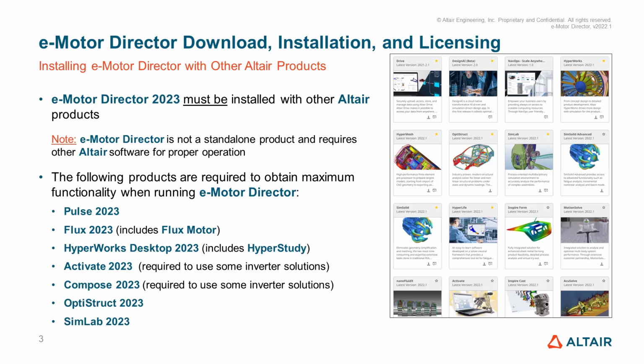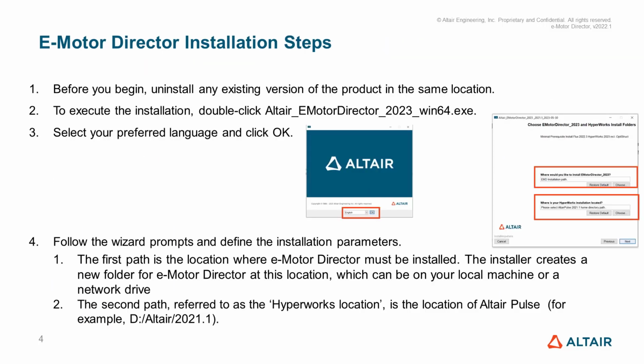Once this is done, eMotor Director must be installed with the following Altair products. You must first download and install the software packages listed. You have Pulse, Flex Motor, HyperWorks Desktop, which includes HyperStudy, Activate, Compose, Obstruct, Simlab. Before you begin, uninstall any existing version of eMotor Director in the same location.